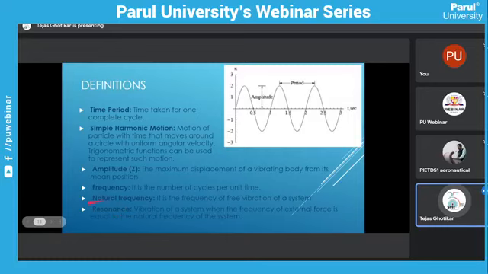And the next one is resonance. Resonance means whenever the frequency of the force that is exerted on a system and the natural frequency both match, in that case we call it resonance. So the vibration of a system when the frequency of external force is equal to the natural frequency of the system. When both the frequencies match, we have resonance in the system.